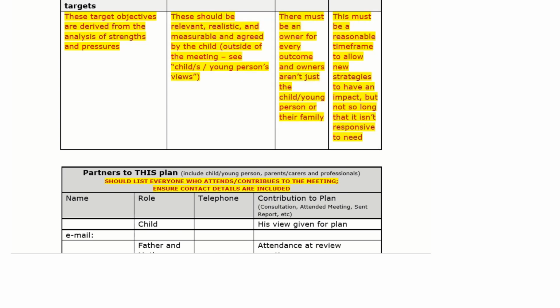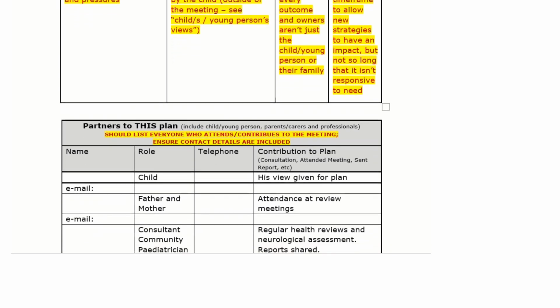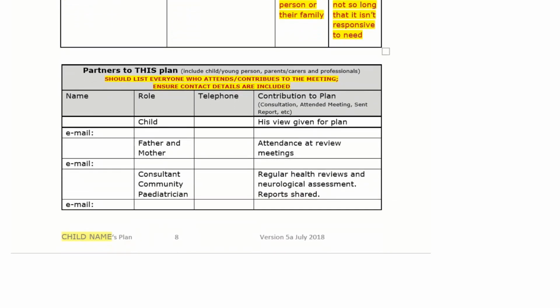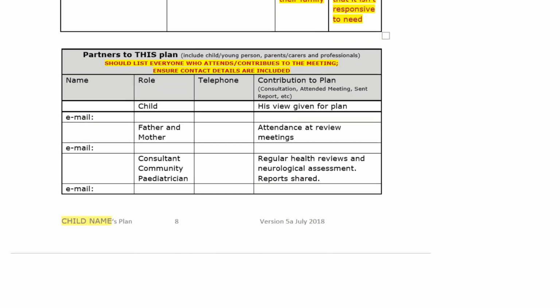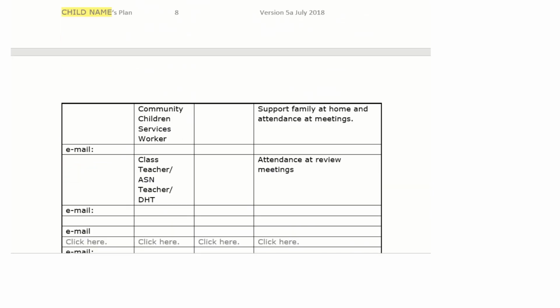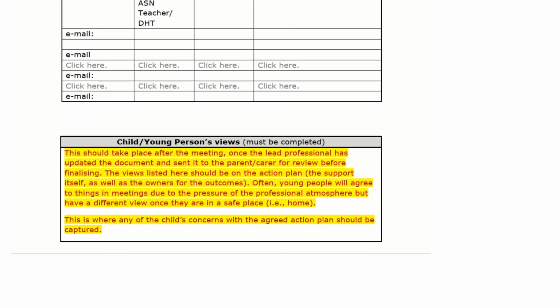Now, partners to the plan should list everyone who attends and contributes to the meeting. Okay? So that's the young person, carers, parents, professionals. Ensure the contact details are in here. So ensure before you leave the child's plan meeting that they are taking the emails and the contact details for everyone. So ensure that the young person's view is given as well, even whether they attended the meeting or not. And like we said earlier, there are different ways for them to be able to do that. So everyone who's been there should be there.